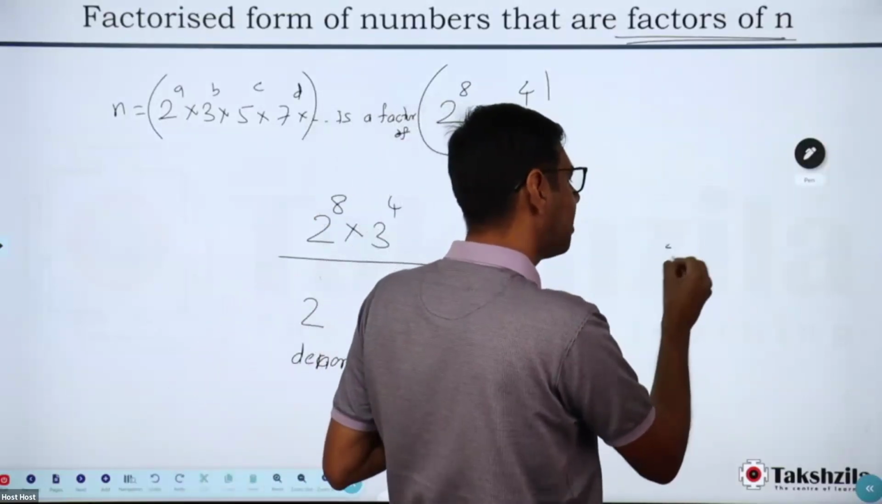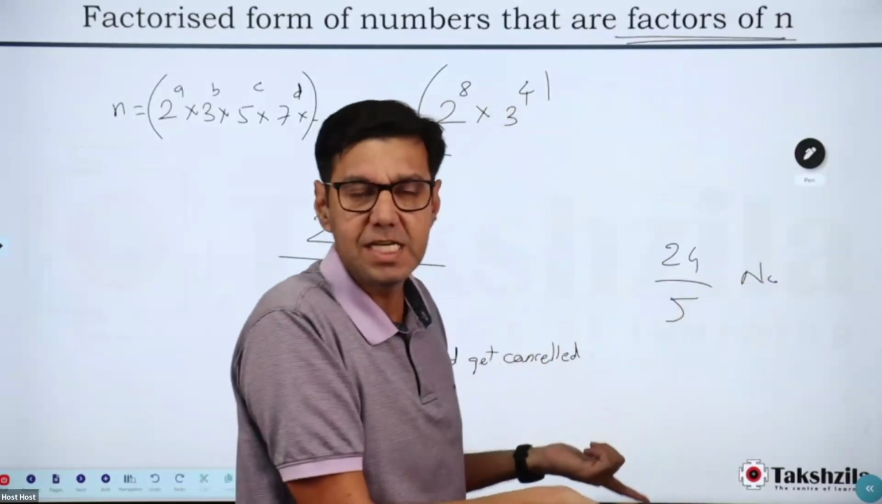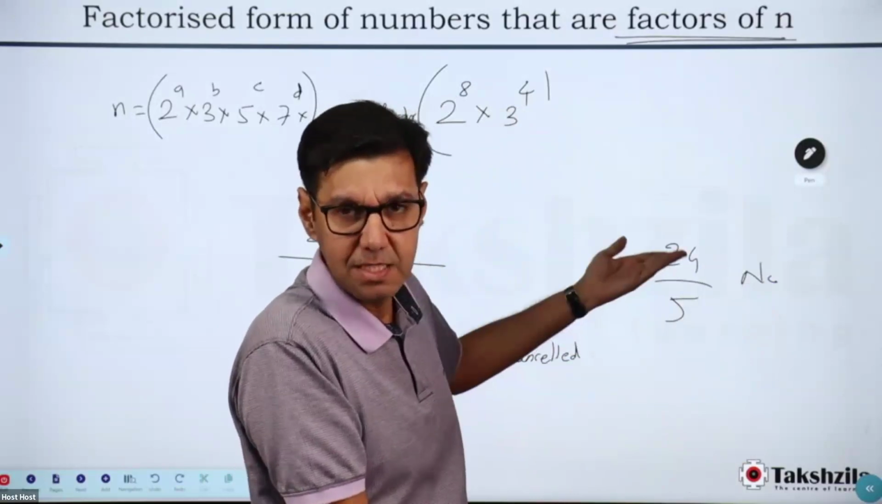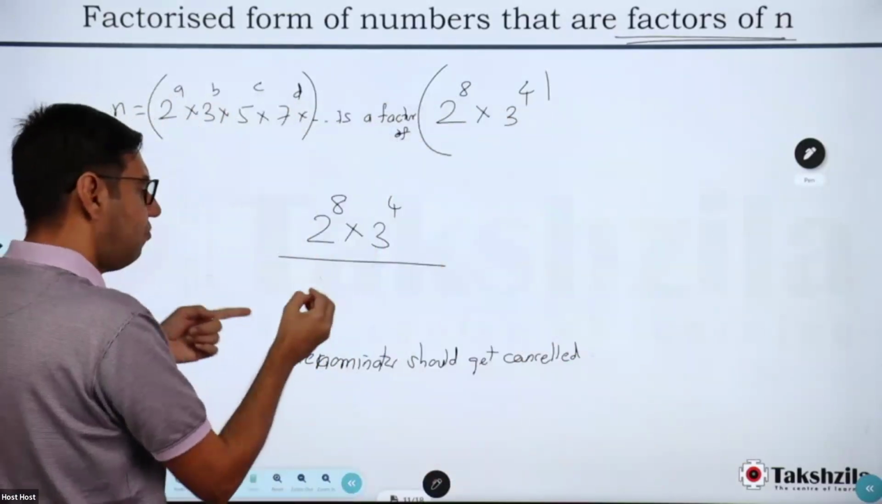Is 5 a factor of 24? No, it's not. Why? Because the 5 doesn't get cancelled out. Yeah, this is not a multiple. That same idea. So students, what can it be?